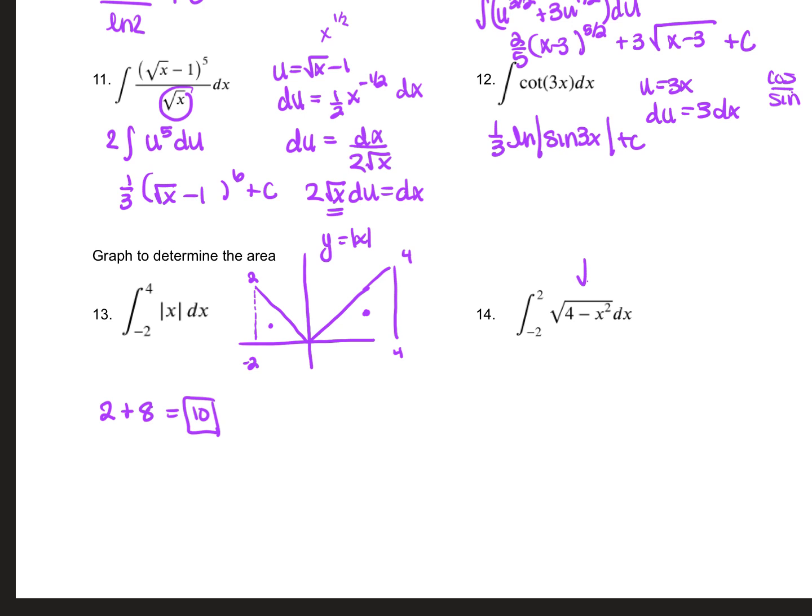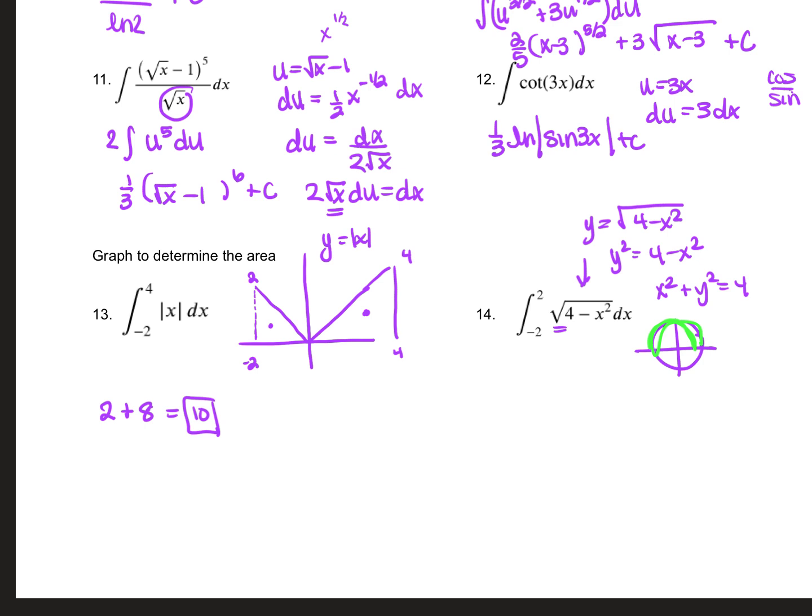This one is telling us y is equal to the square root of 4 minus x squared, so that we know that y squared is equal to 4 minus x squared. And this we know is a circle centered at the origin with radius 2. But we're only keeping the top part of the circle, so we're really only keeping this part.